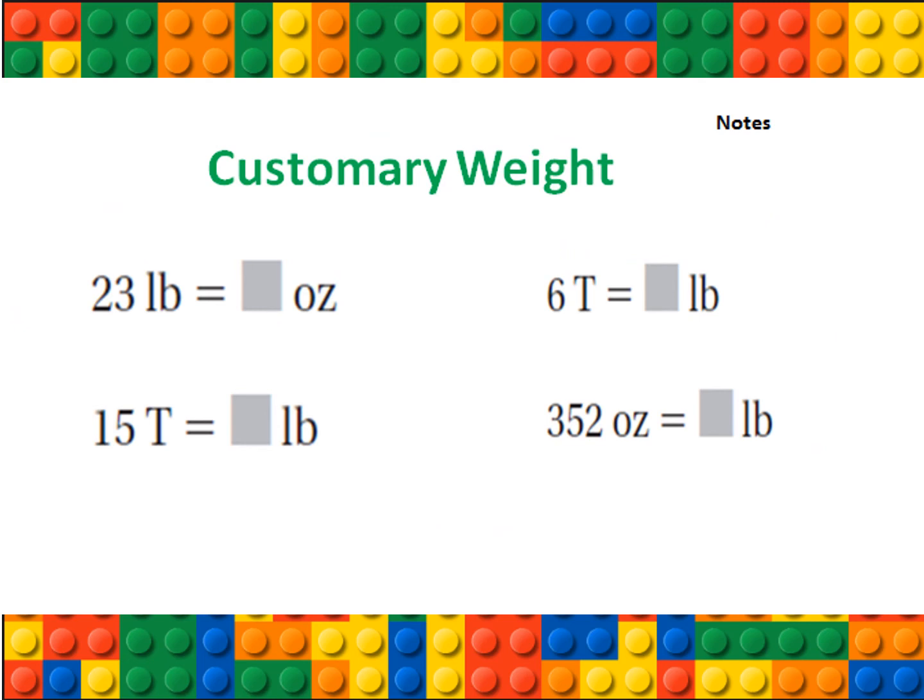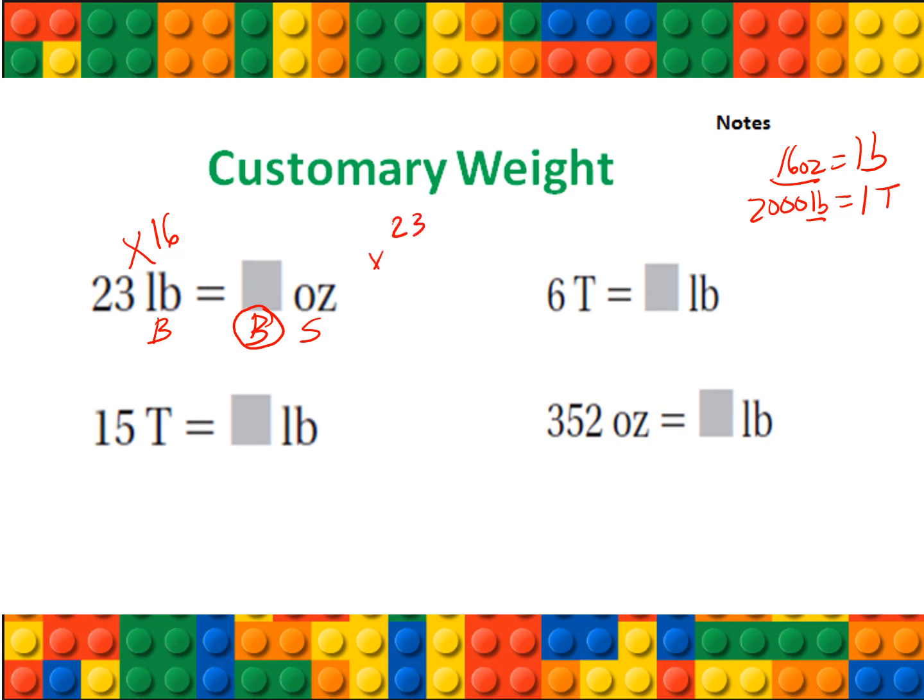Okay. Customary weight. 23 pounds is how many ounces? Pounds are big, ounces are small. So I'm looking for a big number. When I'm looking for a big number, we multiply. Again, 16 ounces equals 1 pound. 2,000 pounds equals 1 ton. So here, 16 ounces, so multiply by 16.